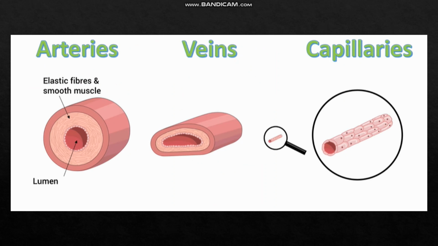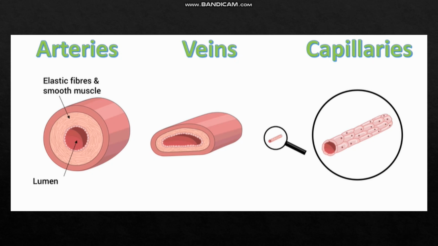So now you may be asked to compare the differences between arteries, veins and capillaries. So let's cover that right now. So in an exam, when you're asked to compare, you need to talk about both the similarities and the differences. So as you can see here, the arteries and veins look really similar as they both have a lumen, which is just the central part of the vessel, and the lumen is surrounded by elastic fibers.